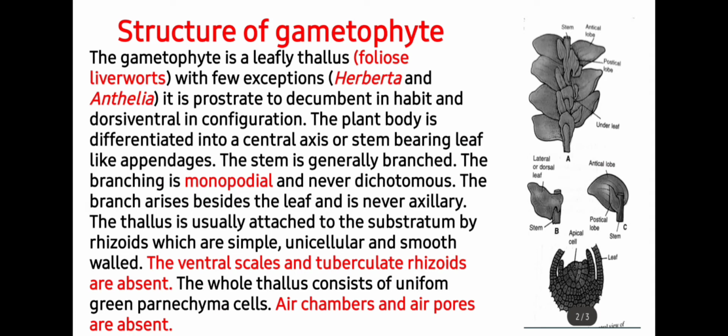The thallus is usually attached to the substratum by rhizoids which are simple, unicellular and smooth-walled. The ventral scales and tuberculate rhizoids are absent in this group. The whole thallus consists of uniform green parenchymatous cells. Air chambers and air pores are absent in the internal structure, as you have seen in Marchantia.